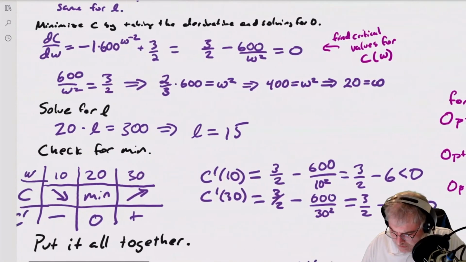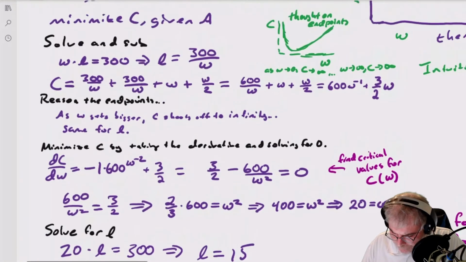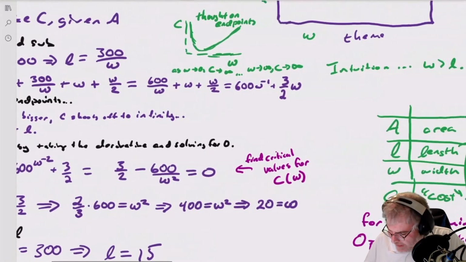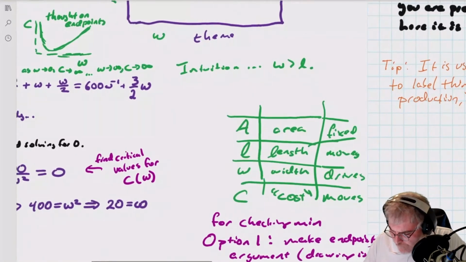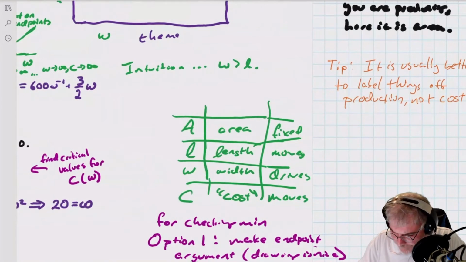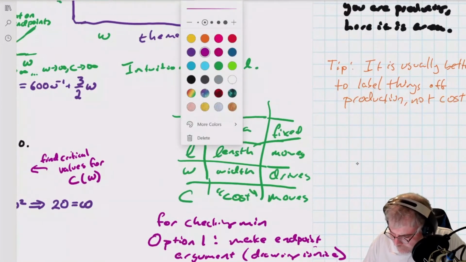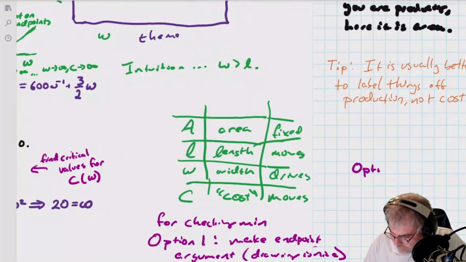Okay? Option one is to make this argument. So if I wanted to do option one, here's how I would do it. This is the endpoint argument.